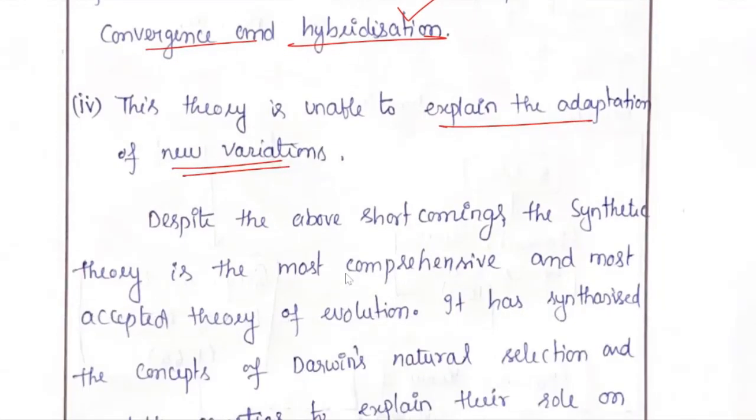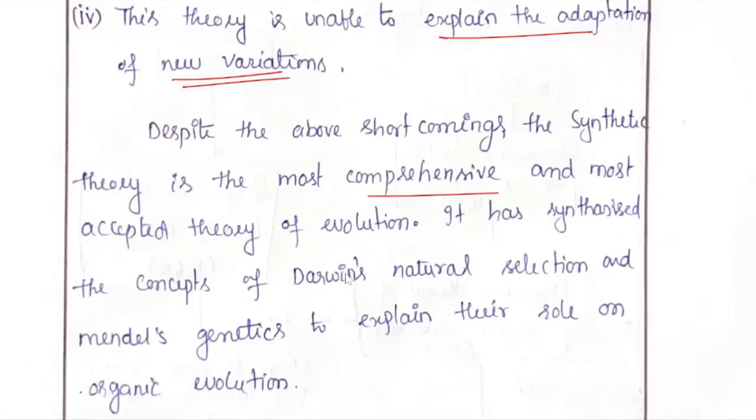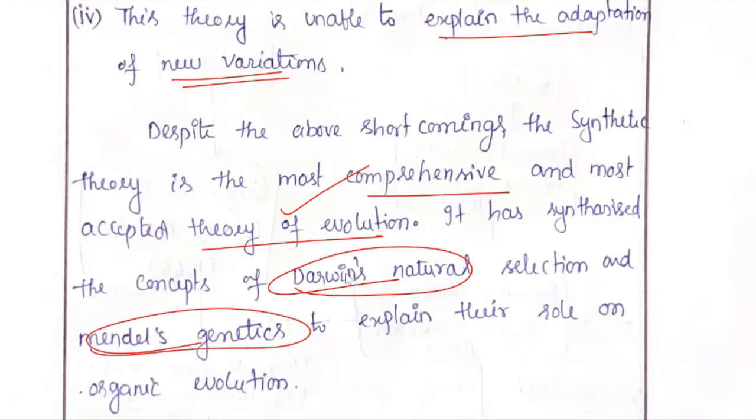However, despite the above shortcomings, the synthetic theory is the most comprehensive and most accepted theory, and it has synthesized the concept of Darwin's natural selection and Mendel's genetics to explain their role in organic evolution. This is how we conclude.